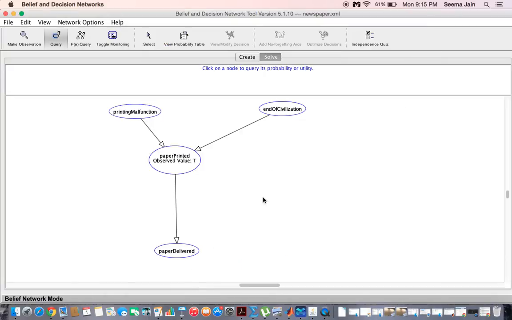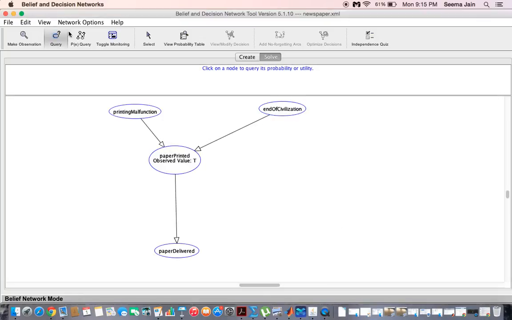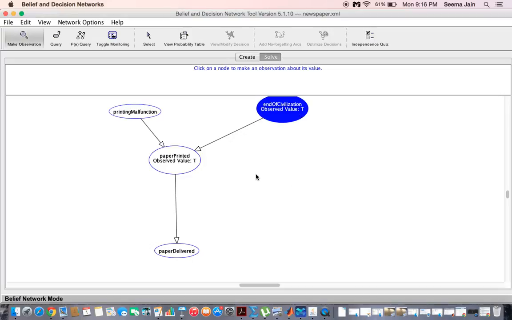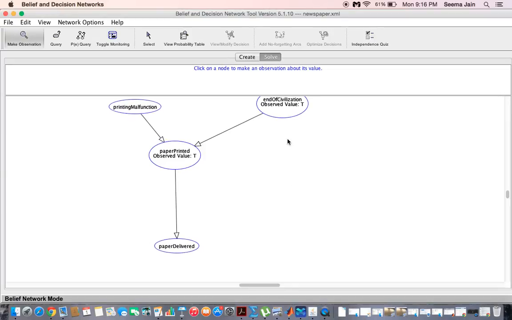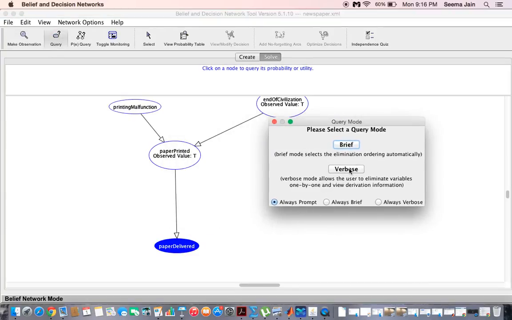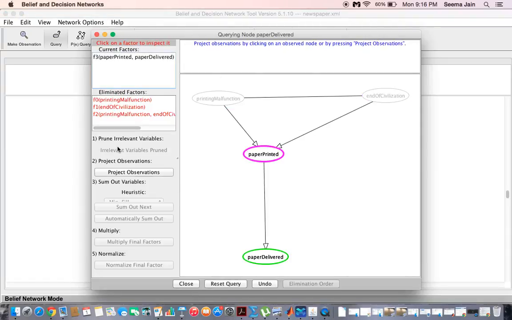So let's see if this probability changes if I observe another variable. So I make an observation on end of civilization, and I say that this is true, right? So let's query paper delivered. Verbose. Okay, we prune irrelevant variables, and we project.